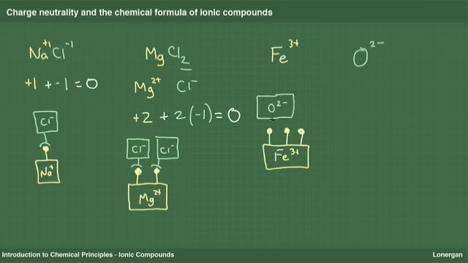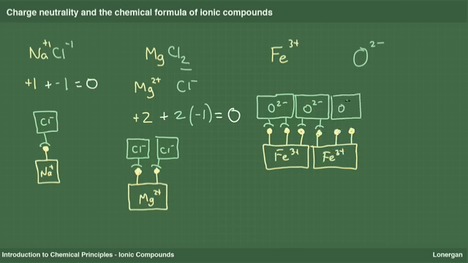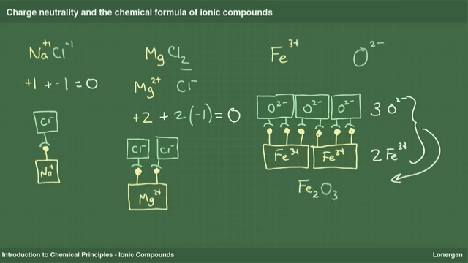Adding another oxide anion now results in an excess of negative charge. Adding another iron cation now results in an excess of positive charge. Finally, adding a third oxygen results in charge neutrality. 3 oxide ions are needed to balance 2 iron ions, and the chemical formula is Fe2O3. 2 ions of charge 3+ added to 3 ions of charge 2- give a net charge of 0.